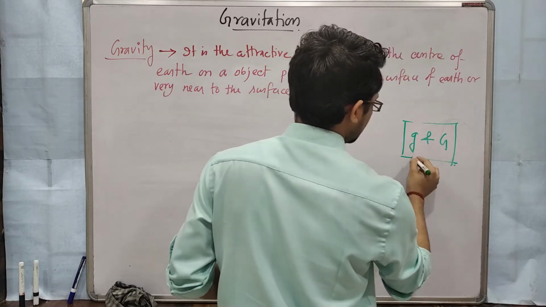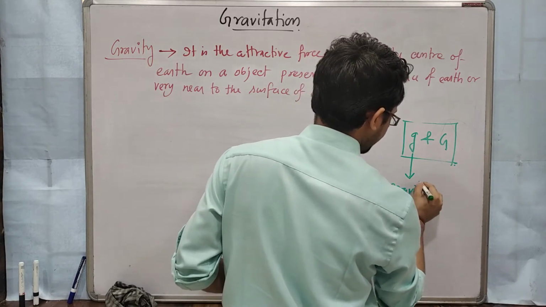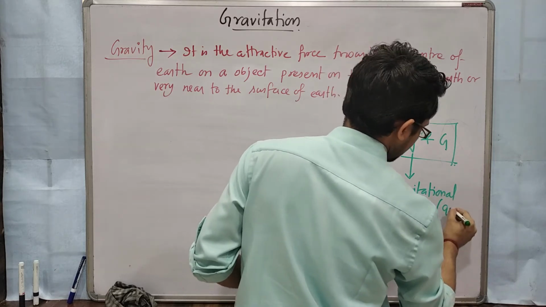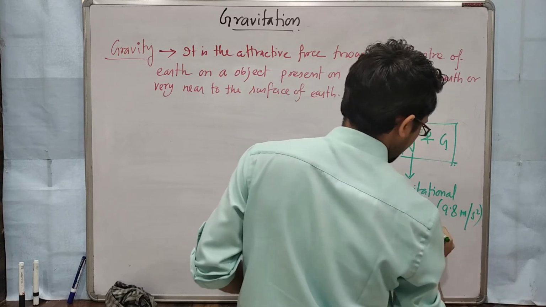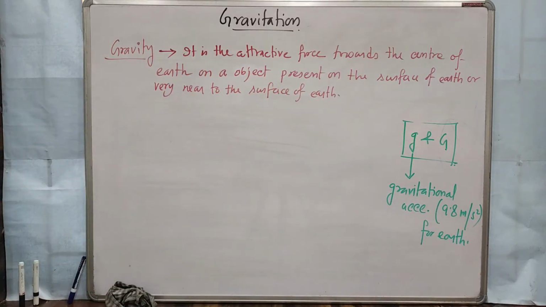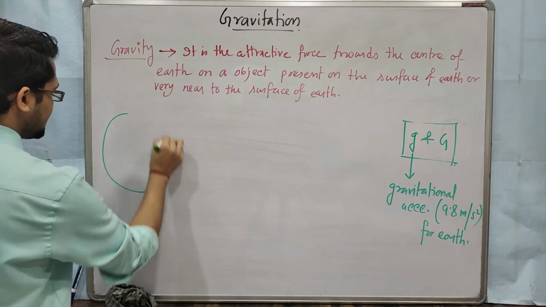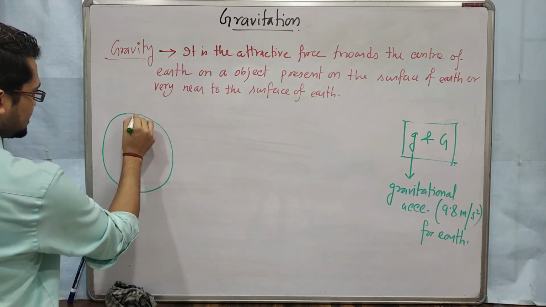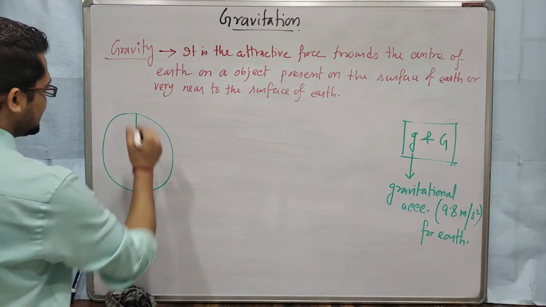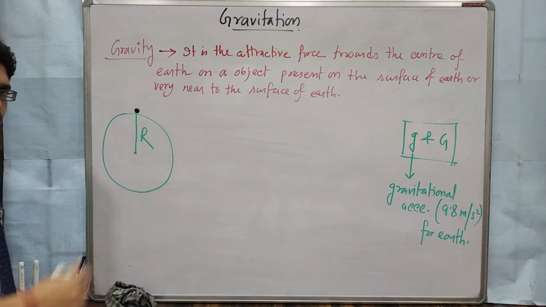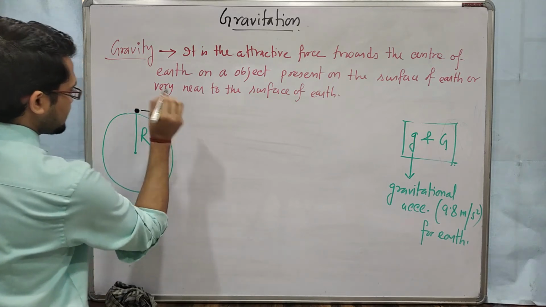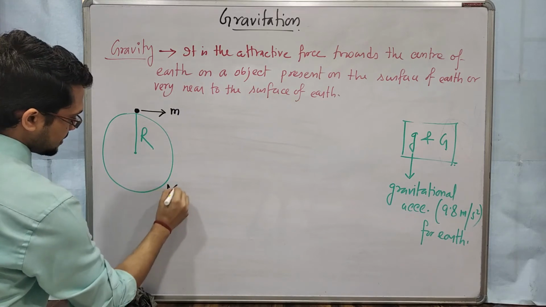You all know about g. Small g is known as gravitational acceleration, and its value is 9.8 meter per second square for the earth, on the surface of the earth. Clear? So first we will see this relation. Suppose this is our earth, this is the center, this is radius R, and an object is present at the surface of the earth or very near to it. Its mass is small m, and the mass of the earth is capital M.